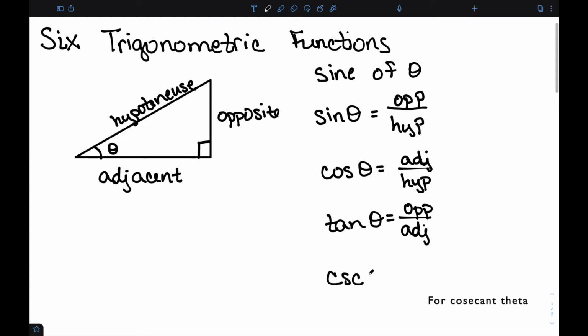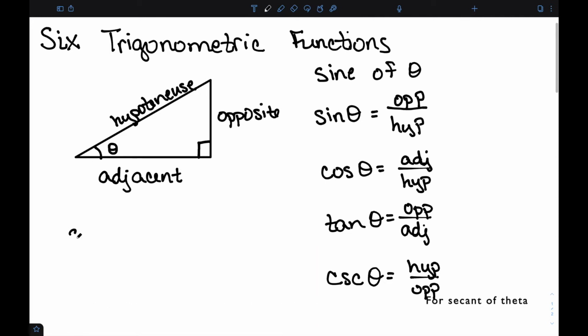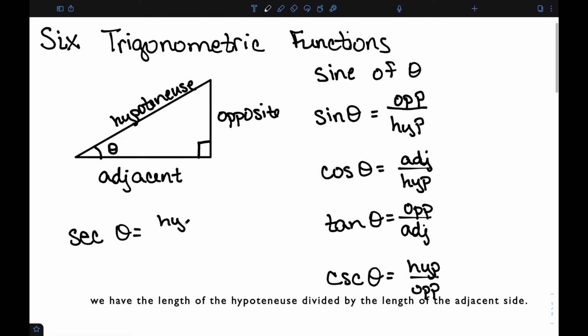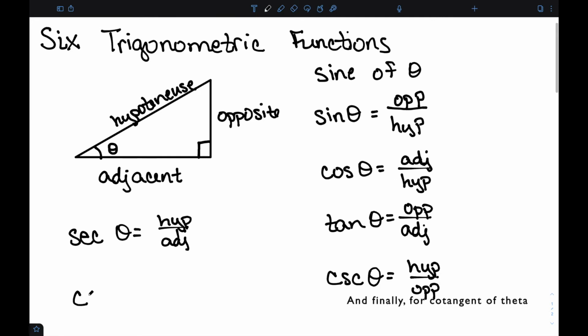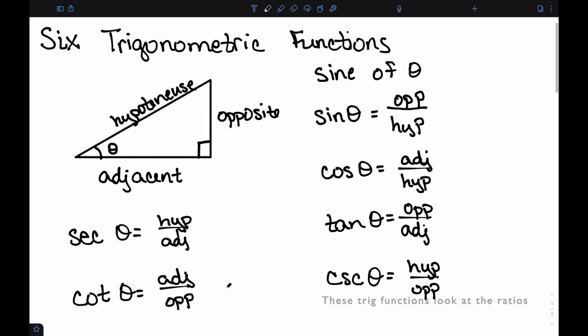For cosecant theta, we have the length of the hypotenuse divided by the length of the opposite side. For secant of theta, we have the length of the hypotenuse divided by the length of the adjacent side. And finally, for cotangent of theta, we have the length of the adjacent side divided by the length of the opposite side. So these trig functions just look at the ratios of the different sides of this right triangle.